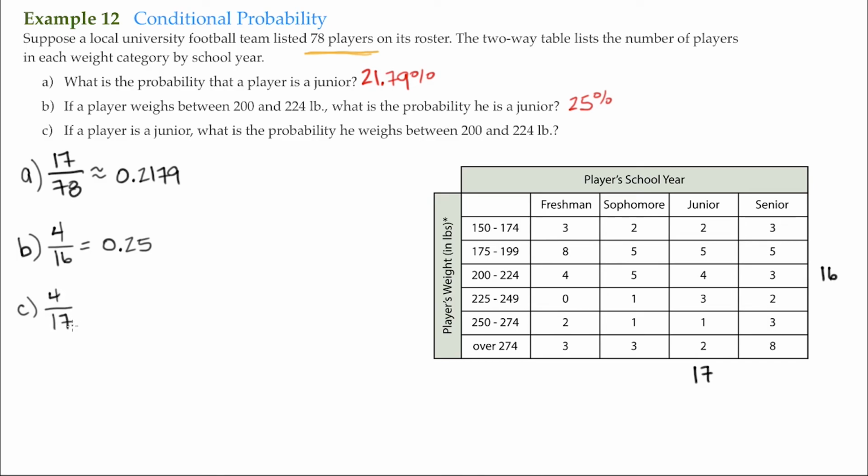And 4 out of 17 is approximately 0.2353. And of course, we know that as 23.53%.